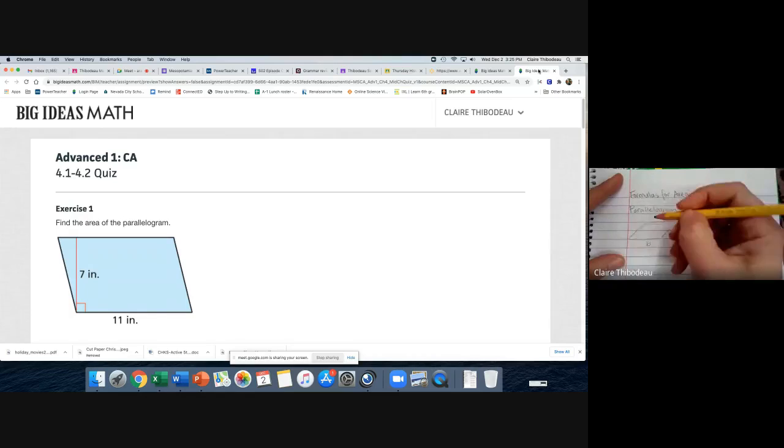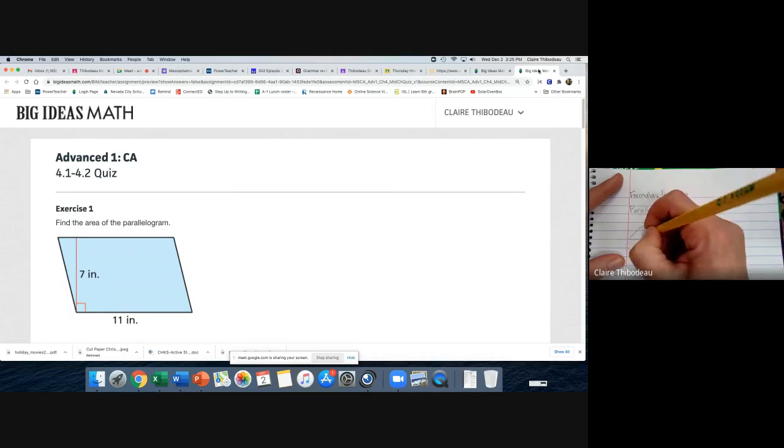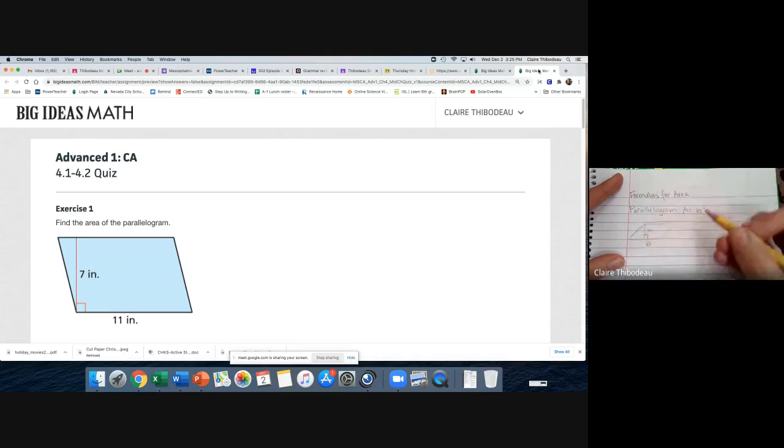We've got our base down here, and remember the height makes the right angle, that perpendicular line, base and height, base times height. Okay? Parallelogram can also be a rectangle. A square is also considered a parallelogram. Okay, so we've got our parallelogram.